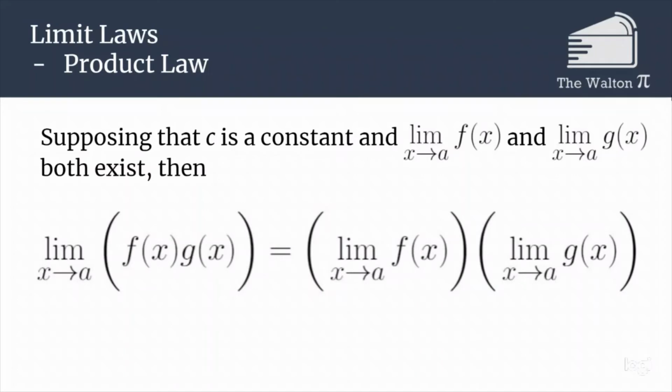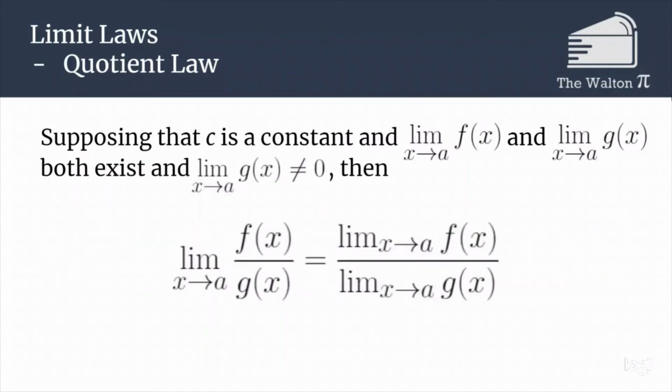There's also the product rule, or the product law. The product rule is something else that we'll talk about later. But the product law says that if you have f of x times g of x, then the limit of f of x times g of x is equal to the limit of f of x times the limit of g of x. We also have the same thing for the quotient law.